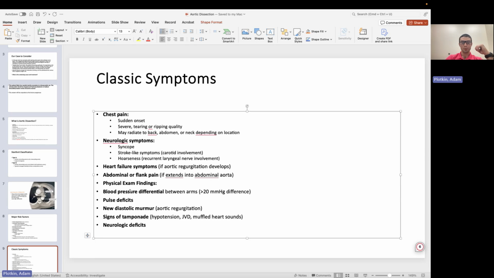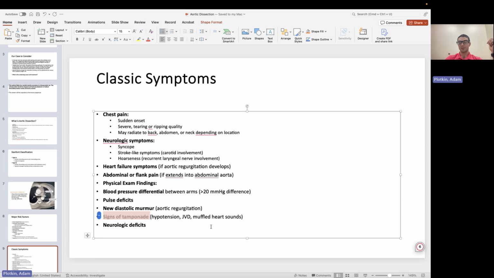On a physical exam, we could see a blood pressure differential between arms. That's if the dissection has now extended into usually the left subclavian artery. So we're cutting off blood supply to the left arm. The right arm is still getting perfused, so we could see that blood pressure difference. We could see pulse deficits for the same reason. Again, I already talked about the new diastolic murmur.